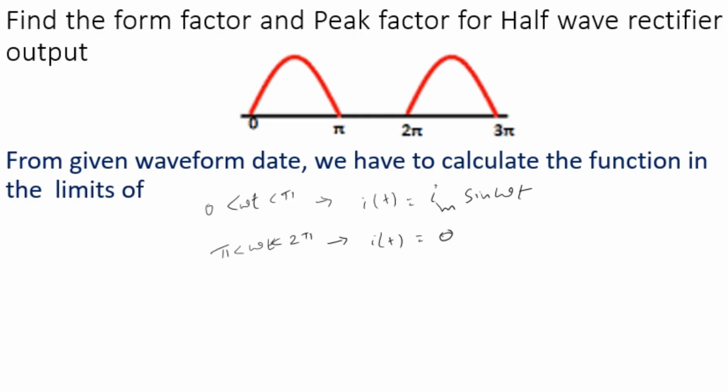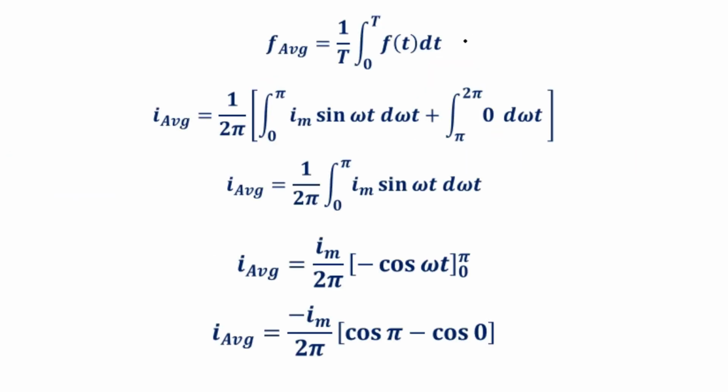Now the formula for average value f average is equal to 1 by T integral 0 to T f of t dt. Now here the time period is 2 pi, so it is 1 by 2 pi into integral 0 to pi Im sin omega t d omega t, plus from pi to 2 pi its value is 0 into d omega t. Now the integral of 0 will be 0. So you have 1 by 2 pi integral 0 to pi Im sin omega t.